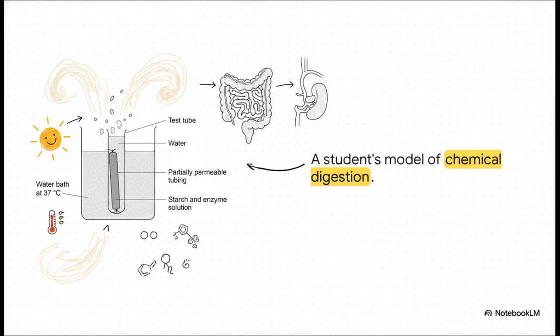Imagine placing a mixture of starch and an enzyme inside some partially permeable tubing, and then suspending that in a test tube of water, kept right at 37 degrees Celsius, body temperature.